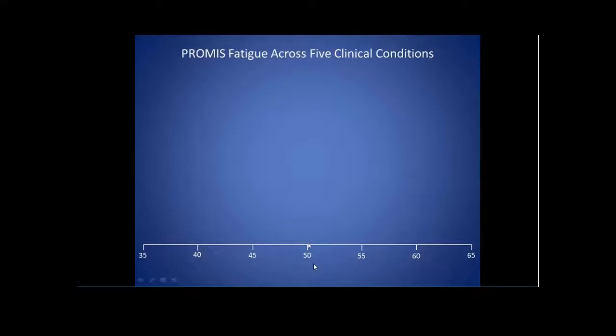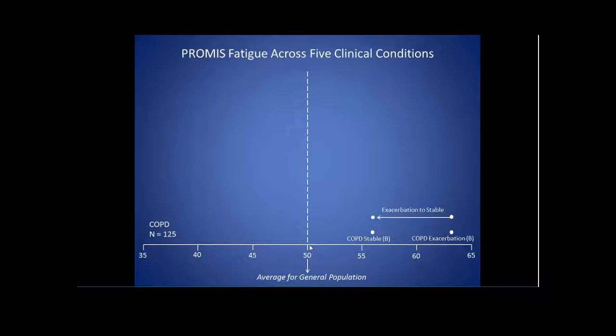So we have an x-axis showing our mean of 50 for the general population. We administered the PROMIS fatigue instrument in a sample of COPD patients, both those that were stable at the time and those that were in the midst of an exacerbation, so they were having more trouble with their breathing. And we also looked at those who were in an exacerbation and then at a later time point became stable. And we can see, as expected, those who were having an exacerbation were having higher levels of fatigue than those that were stable, and that over time, with the reduction in symptoms, their fatigue improved.